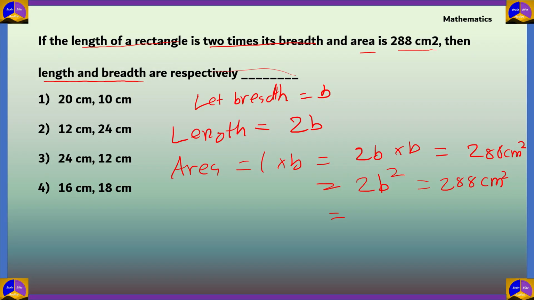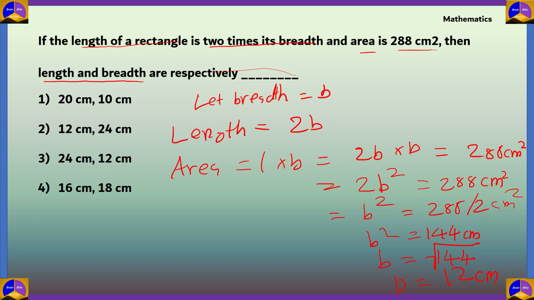Now let's move 2 to the other side. B square would be equal to 288 divided by 2 centimeter square. So it would be 144 centimeter square. Now B would be the square root of 144, which is equal to 12 centimeter. B is equal to 12 centimeter.